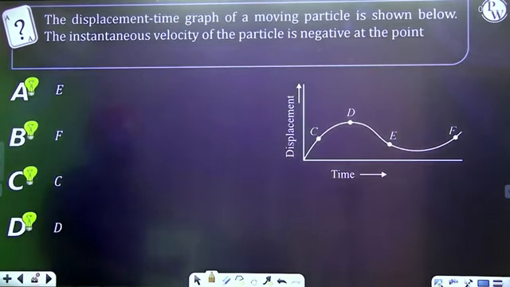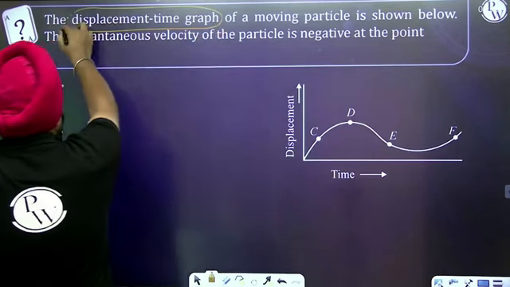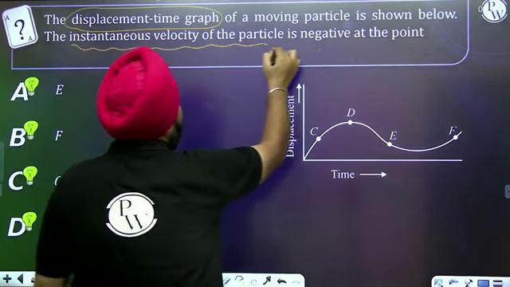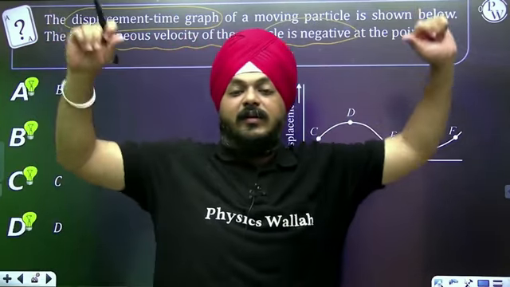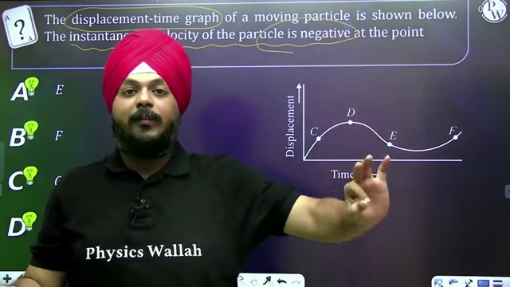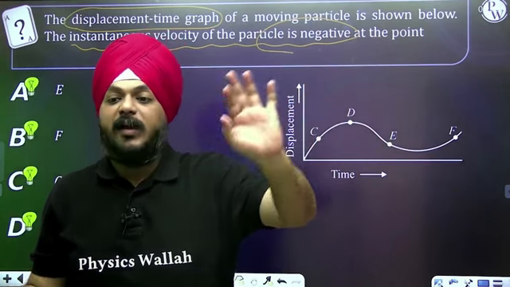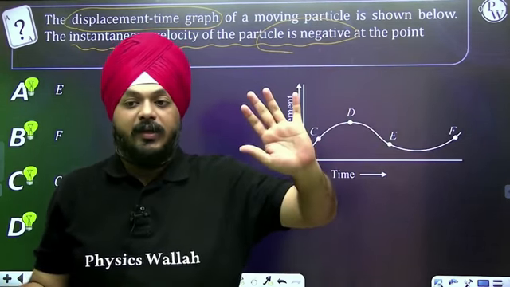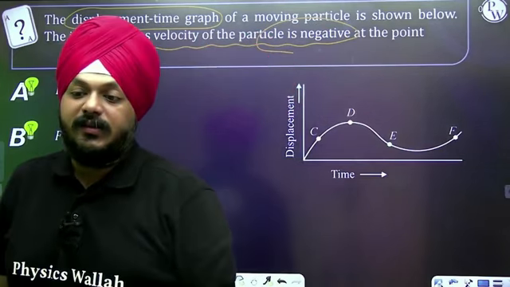The displacement time graph of the moving particle is given. Again the displacement time graph came. Now this time the instantaneous velocity of the particle is negative at which point? It is a displacement versus time graph, so immediately it should click in the mind: the slope of the displacement versus time graph is the velocity. So wherever we get the negative slope, that point is our answer.